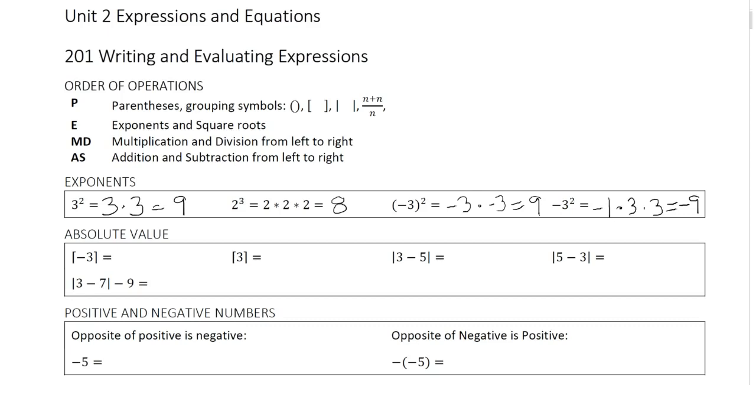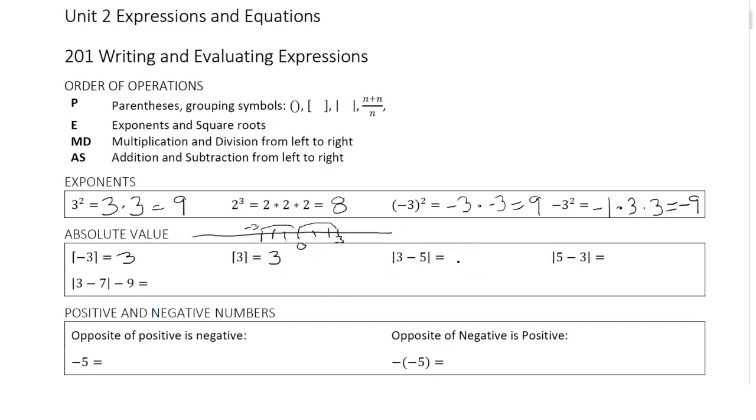Two vertical lines on either side of a number represent absolute value. The absolute value of a number is the distance of that number from 0 on the number line. It is always positive. The absolute value of negative 3 is the distance of negative 3 from 0 on the number line, which is positive 3. Similarly, the distance of 3 from 0 on the number line is also positive 3.